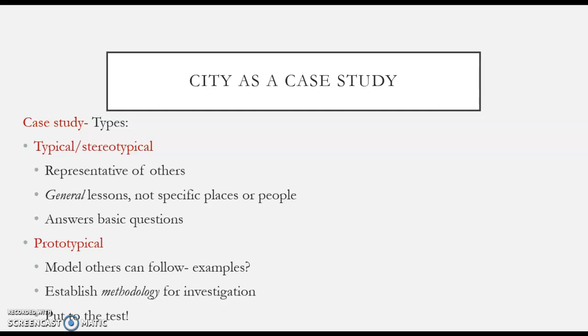And a prototypical case study, it's put to the test. So it needs to have a great deal of supporting evidence. It needs to be clear. The rules and the methodology for applying this to others need to be clear, because you're creating new information, and you're setting a new set of guidelines for how to explore and understand phenomena occurring in cities.